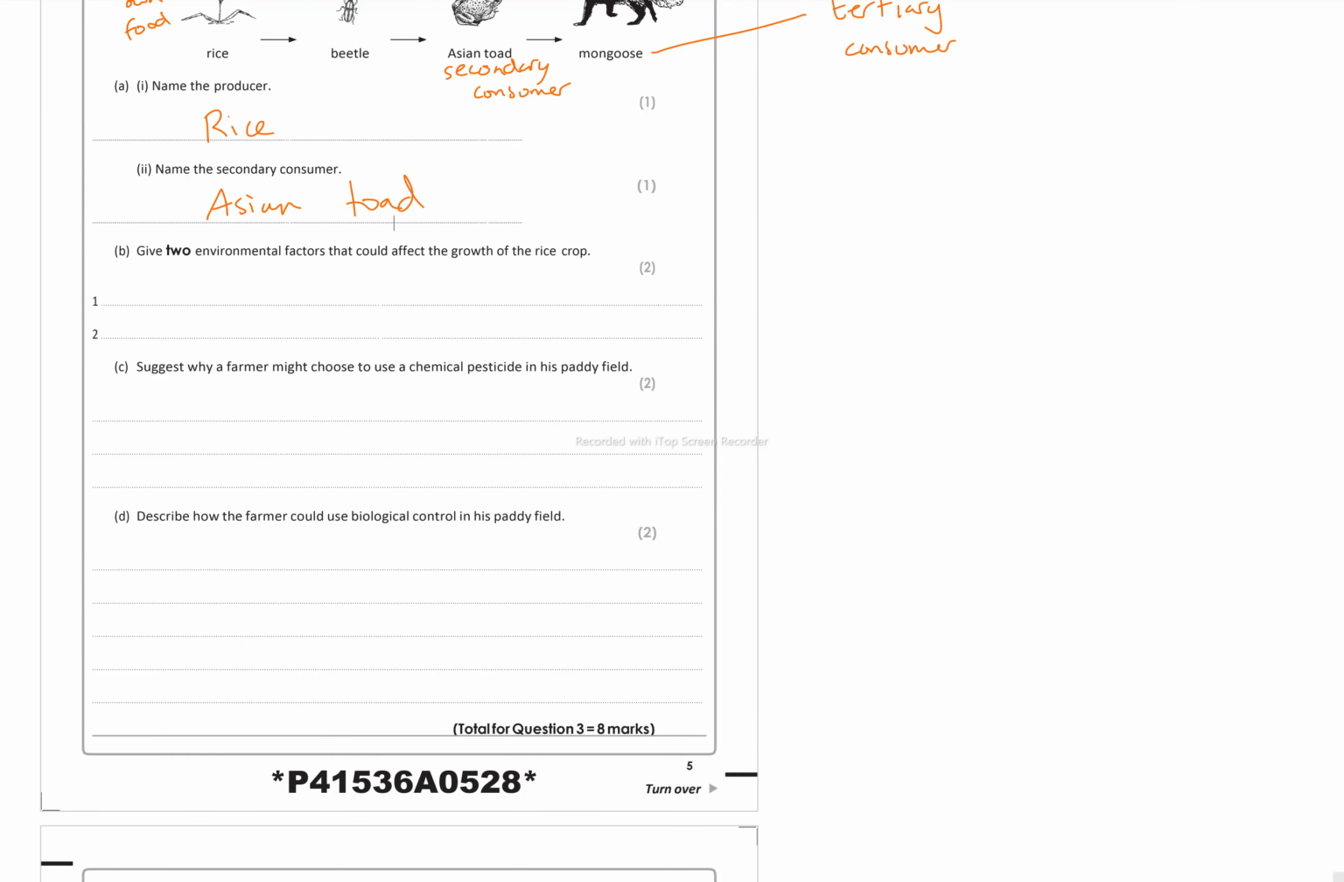Give 2 environmental factors that could affect it. Okay. What sort of things affect it? Right. Temperature, obviously, and moisture. Those are the 2 most obvious ones that come to my mind. You can also say the amount of sunlight, the amount of carbon dioxide levels, and the quality of the soil, so they've said minerals in soil. So you can choose any of those.